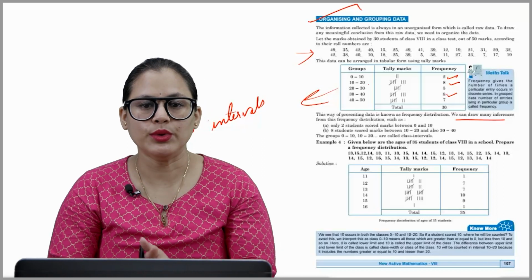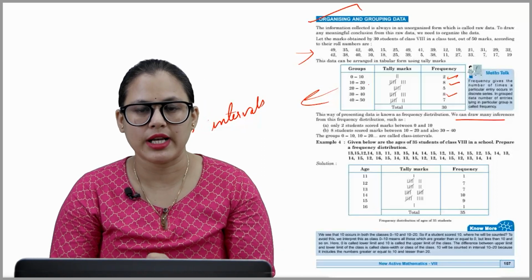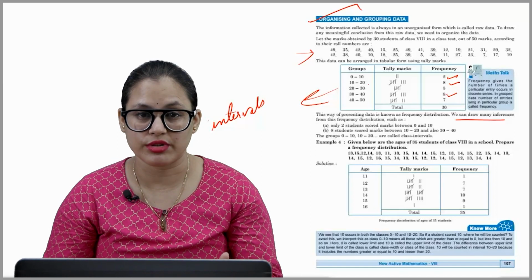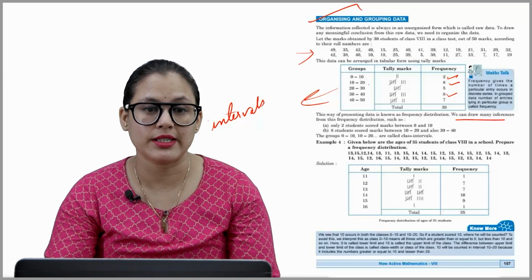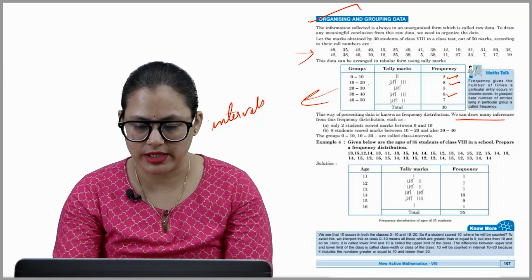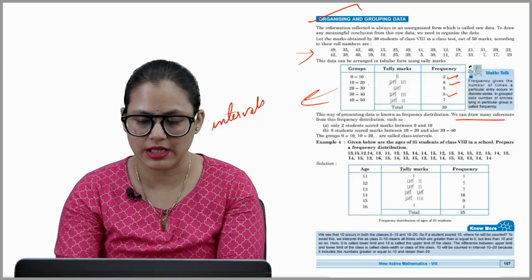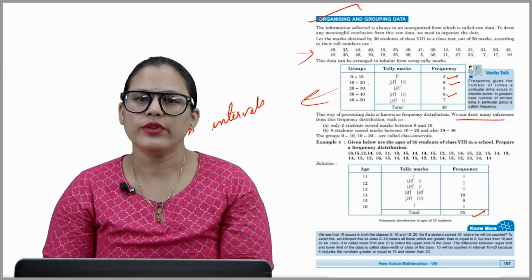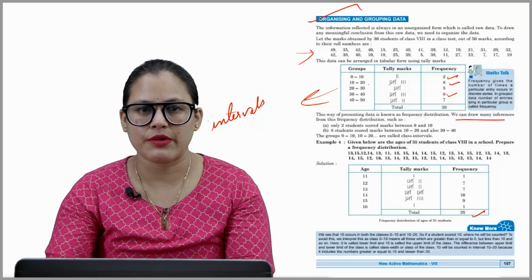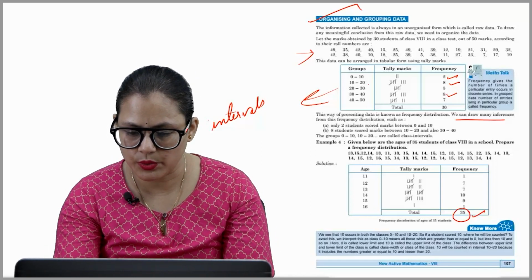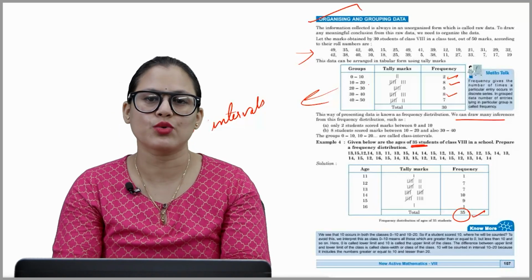Example 4, given below are the ages of 35 students of class 8 in a school. Prepare a frequency distribution. Okay, this is called frequency. Here groups are not given, age is given. Okay, age 11, 12, 13, 14 up to 16. Then tally marks and the frequency. Total is 35. Okay, and always remember, always add the frequency. Okay, see, here total is 35 and in the question we are talking about 35 students.